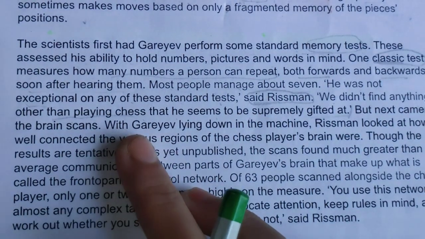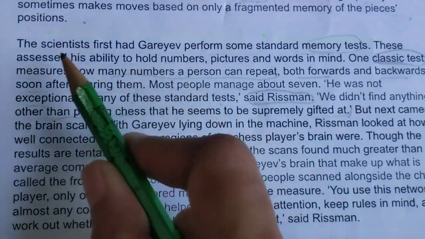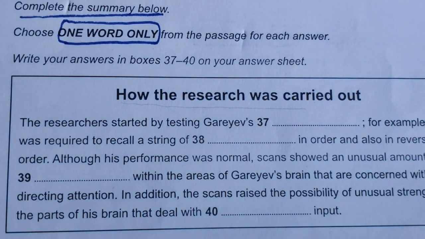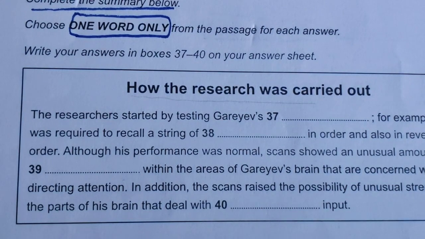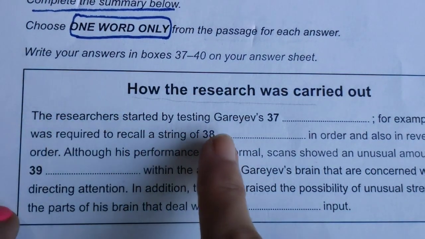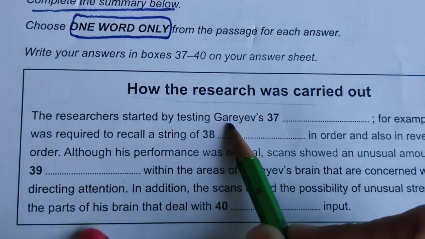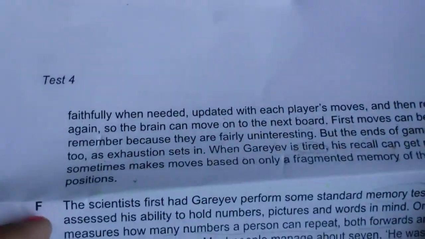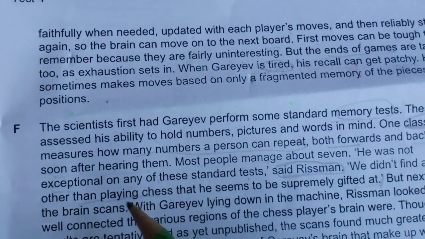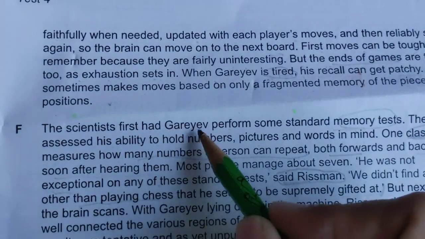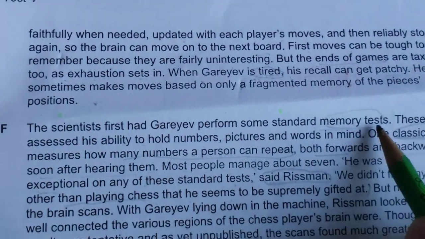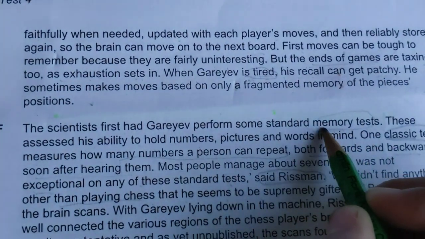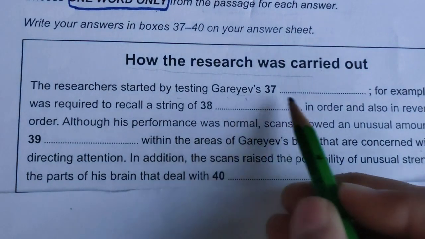In this paragraph they were talking about some tests. Let's read the first thing. The researchers started by testing this man. In the first line it is given, you can see: the scientists first had him perform some standard memory tests. So the word test is there. They have done memory tests. So, memory.